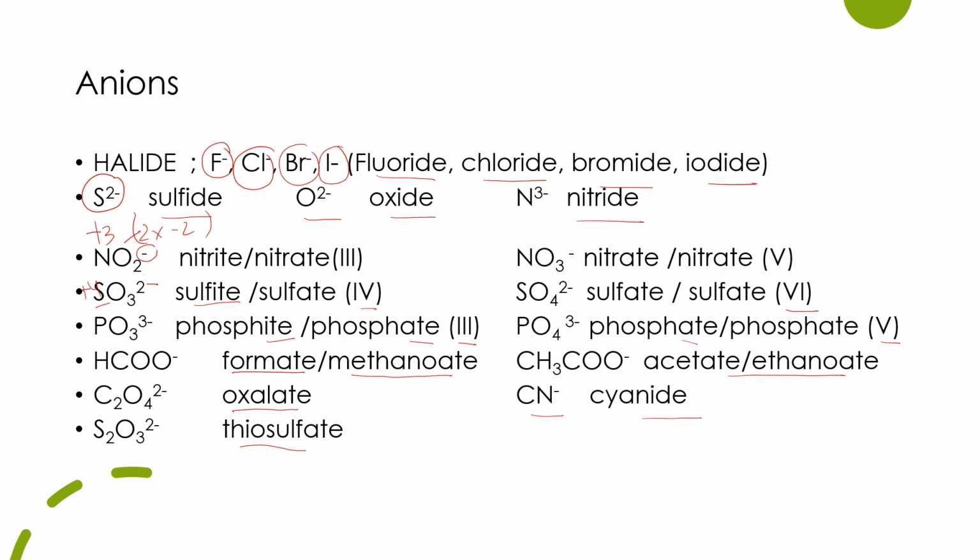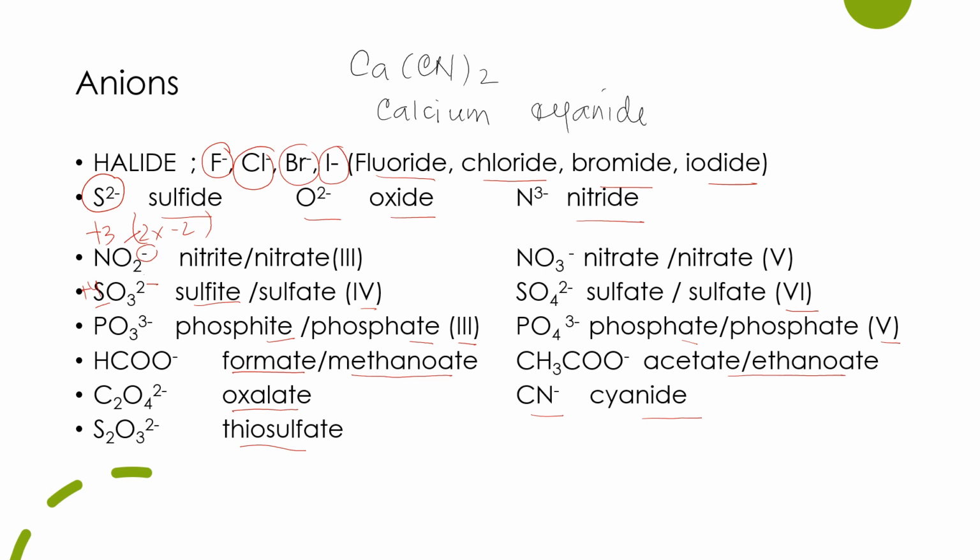For example, Ca and CN: because CN is -1 and Ca is +2, we have Ca(CN)2. The name is calcium cyanide.